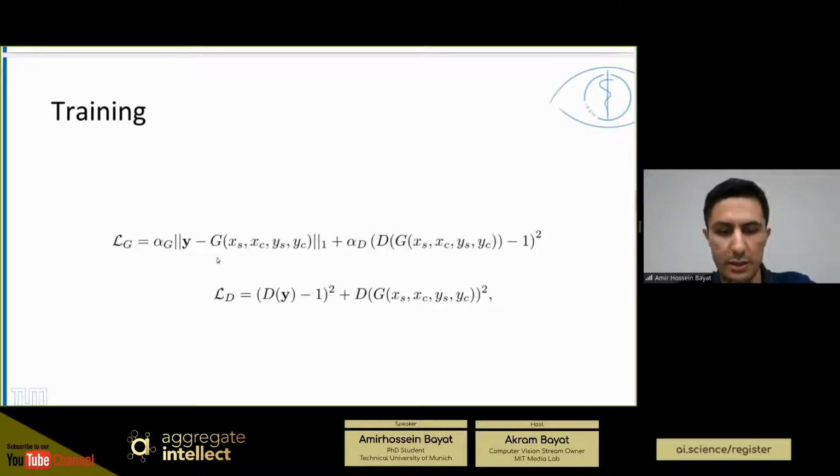Here you can see the different terms we have included in the loss function. For each of the terms, we have defined a coefficient, alpha G and alpha D. In the best setting, alpha G is 10 times more than alpha D. So the importance of the penalty we get from the L1 distance is always more.